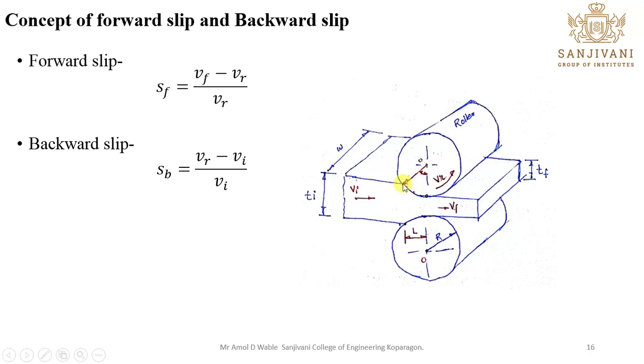That condition of slip can be calculated, as it is a backward one, as backward slip equal to VR minus VI divided by VI, where VR is the velocity of the roller and VI is the initial velocity of your workpiece.